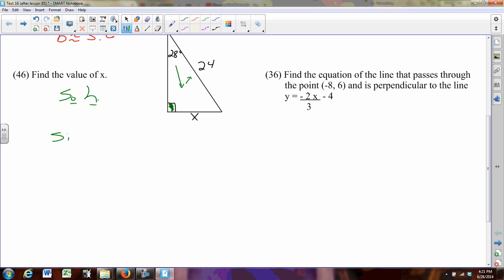So I take the sine of 28 equals opposite over hypotenuse. Now if we multiply this up, I'd have 24 sine of 28. Make sure when you punch this in that your calculator is in degrees. So we'd have x equals approximately 11.3.